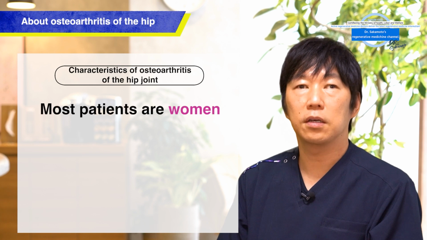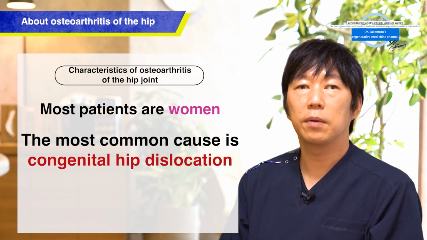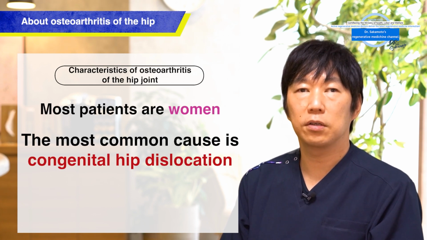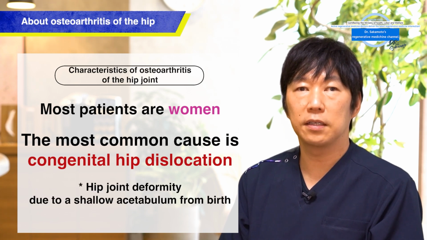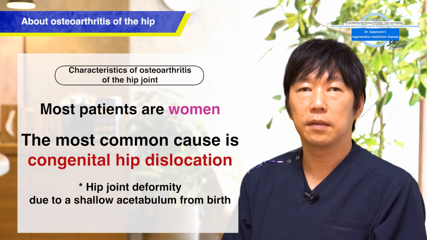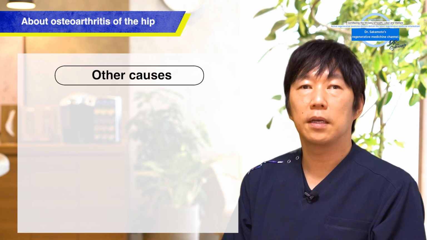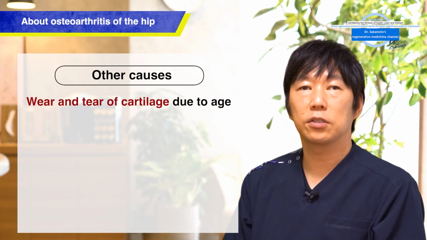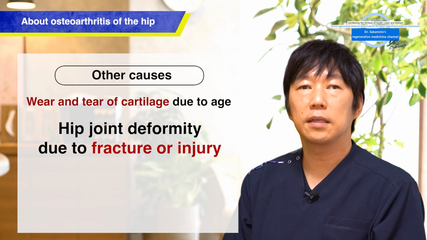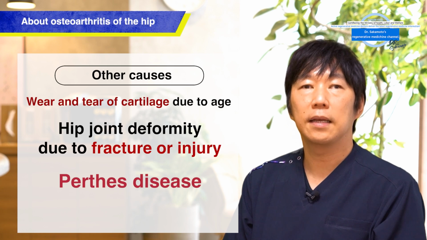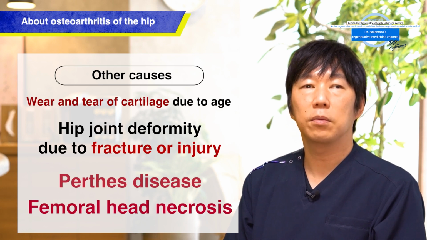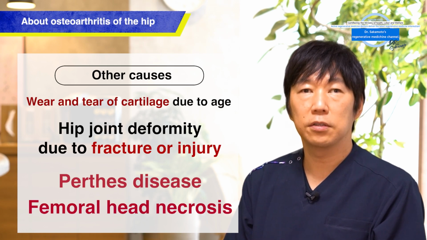Many of the patients are women. The most common cause is congenital hip dislocation. It's a deformation caused by a shallow acetabulum from birth. Other causes include the wearing down of cartilage as we age, or deformities in the hip joint progressing due to fractures or injuries. Conditions like Perthes disease and avascular necrosis of the femoral head can also cause deformities.